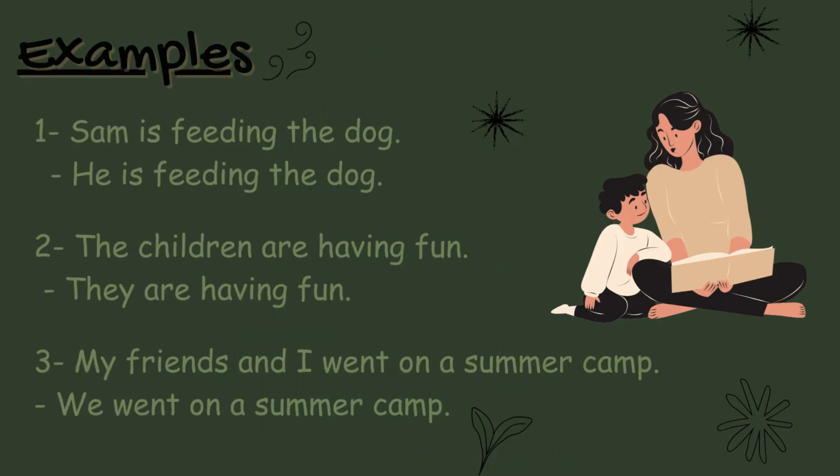Let's read these examples together. 1. Sam is feeding the dog. Sam is the noun. We will replace Sam by he because Sam is a singular noun. And we must know that he is used for the boy and she is used for the girl.